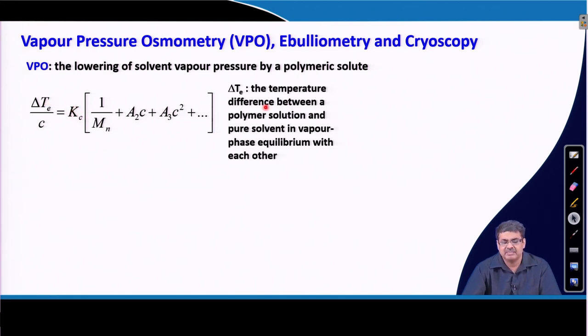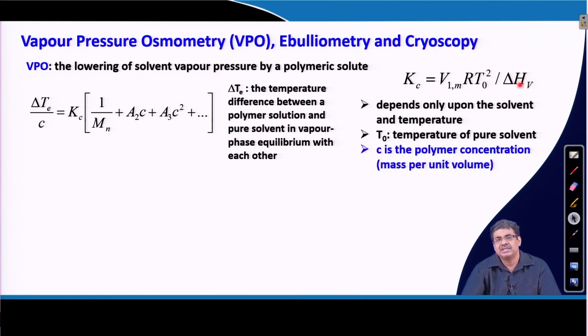Now, delta T is the temperature difference between the polymeric solution and the pure solvent in vapor phase equilibrium with each other. So basically it is the temperature difference which needs to be maintained to have an equilibrium between the solution phase and solvent phase. Now, Kc can be expressed this way, where delta HV is the heat of vaporization for the solvent, and this is the molar volume of the solvent, and the rest of the things are explained here. And T0 is the temperature of the pure solvent. Again, C is the polymer concentration, mass per unit volume. So the value of Kc depends only on the solvent and temperature.